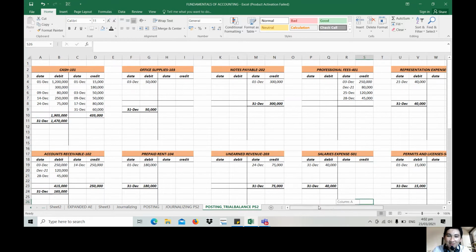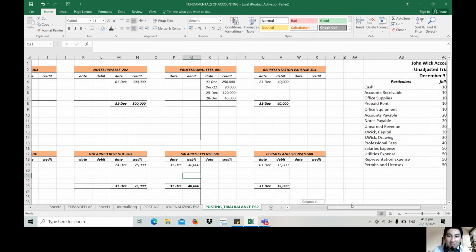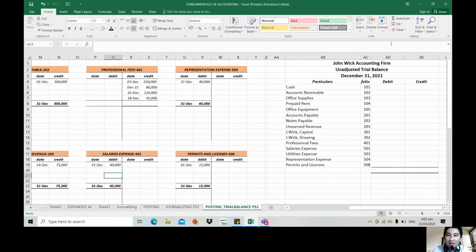Now, tapos na tayo sa ano natin, kasi we already identified the balances of each account. Now, it's time to summarize all of this in a trial balance. And we are now on the third part or fourth step of the accounting process, which is the unadjusted trial balance, in which ilalagay natin lahat ng balances dito na may debit balances at may credit balances. Okay? Yung pagka-arrange naman nito is in the order of liquidity.